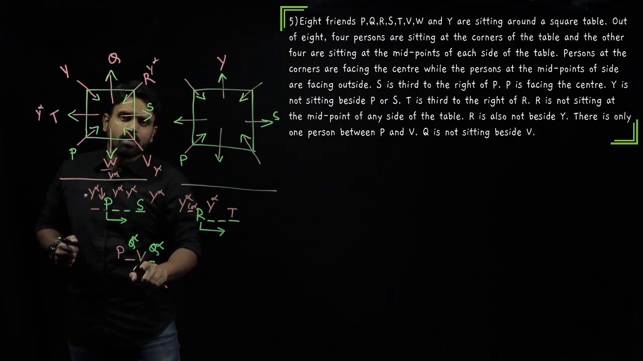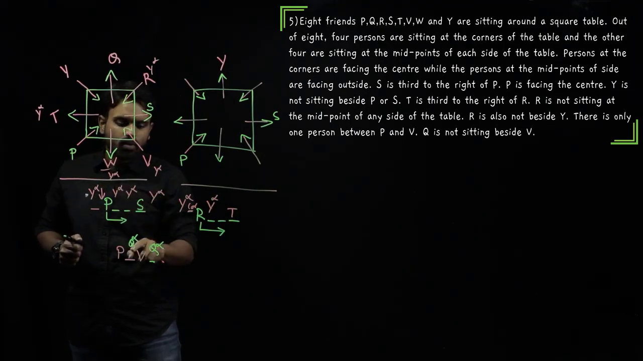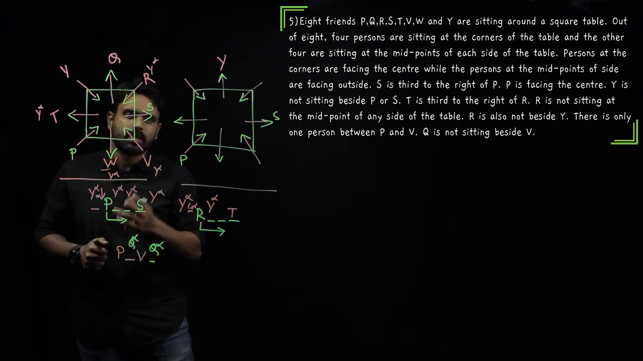There is only one person between P and V. And Q does not sit beside V. Q sits here. It's done.